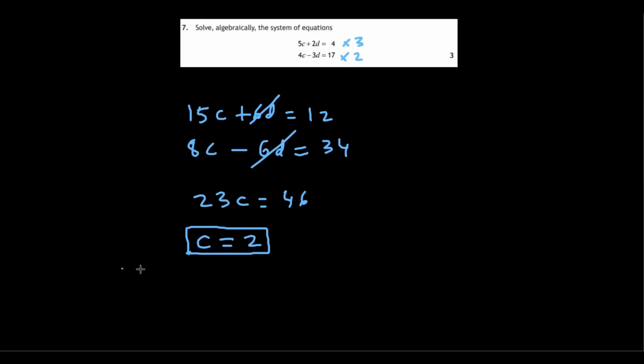So that becomes 5 times 2 plus 2d equals 4. So 10 plus 2d equals 4. So that becomes 2d equals 4 minus 10, so minus 6, giving d equals minus 3.